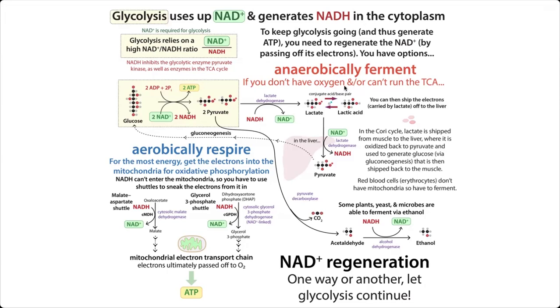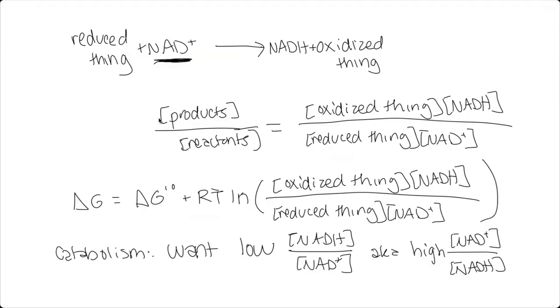Either you can use anaerobic fermentation to make lactic acid if it doesn't have oxygen, but if it has oxygen, it can go through the electron transport chain, and then it can regenerate the NAD+ that way. So you need that high NAD+ to NADH ratio for glycolysis to happen. NAD+ is good because having a bunch of it is going to make your reaction more thermodynamically favorable.